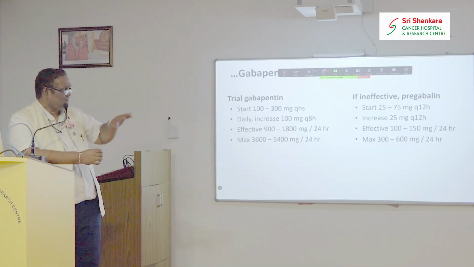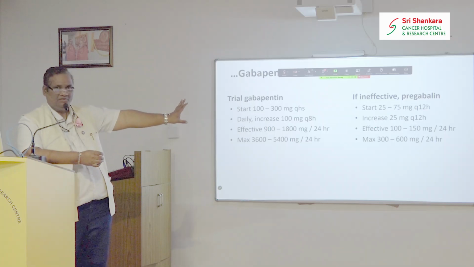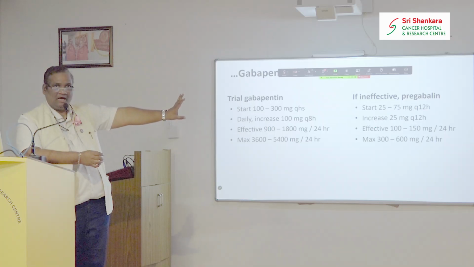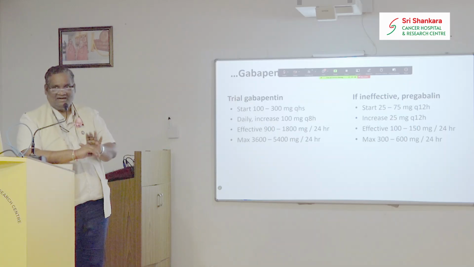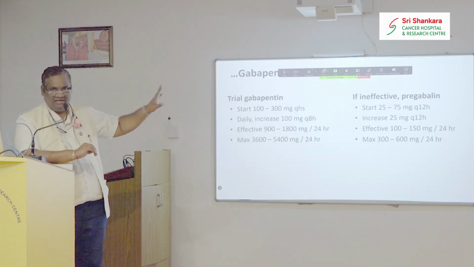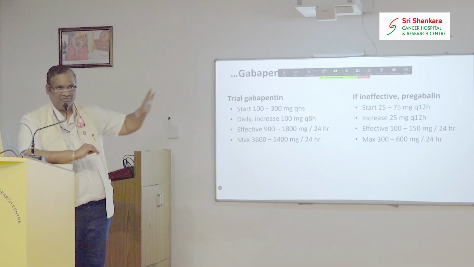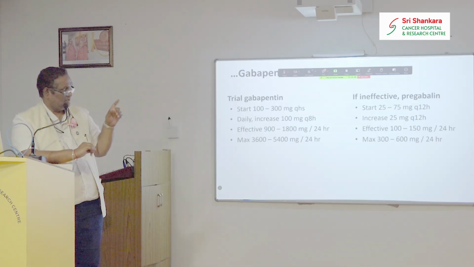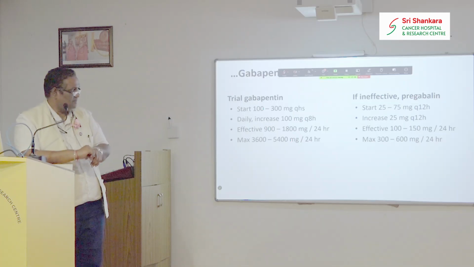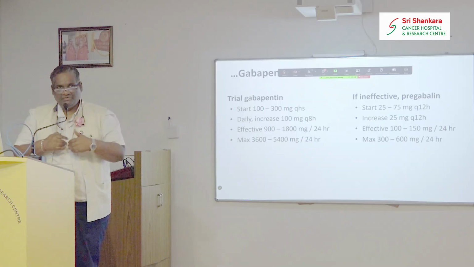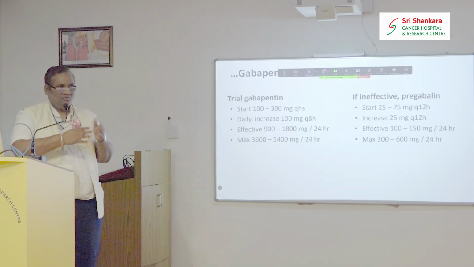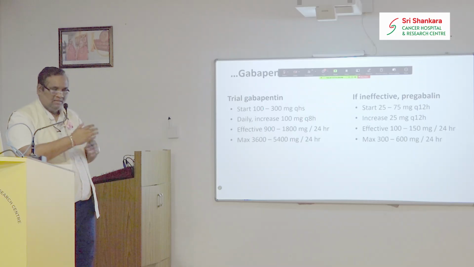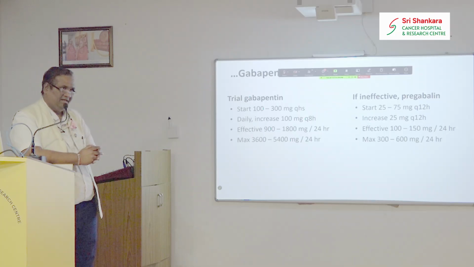If that is ineffective, it's not that pregabalin is more potent than gabapentin; it is as equipotent as gabapentin. Though I have written that if ineffective, you can use pregabalin, that's not a 100% right statement. But most of the time, what we do is we start gabapentin, and if it is ineffective, we go for pregabalin. So that is how we titrate this group of medications.